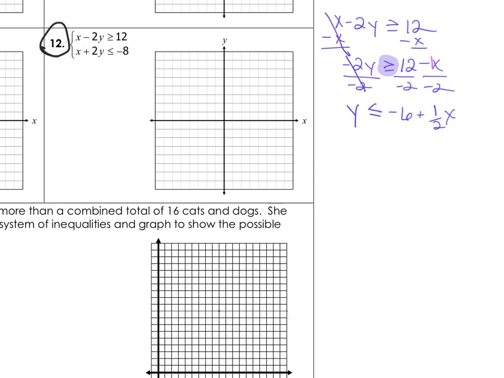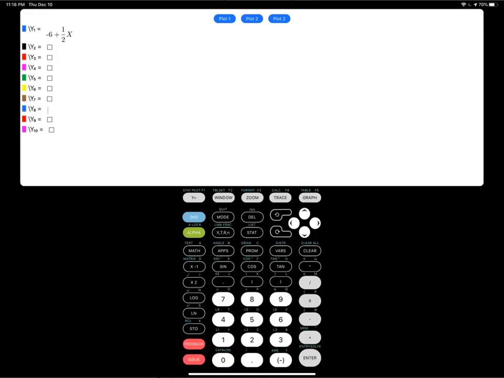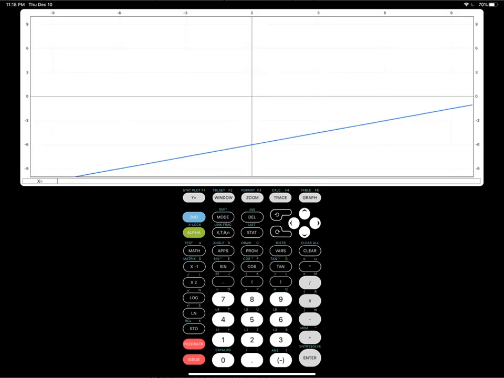I am going to put it in the y equals in my calculator. That is what it looks like in my y equals: negative 6 plus 1/2 x. The next thing I'm going to do is sneak a peek at the graph so I have an idea of what it's supposed to look like. Once I have the general idea, I'm going to go to my table, second graph, to pull some points.